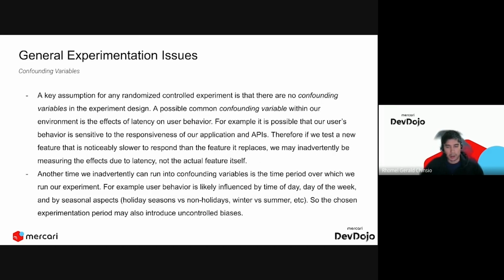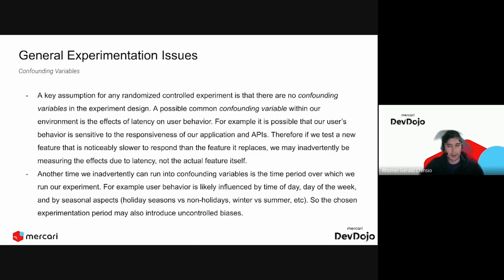Another common issue is confounding variables. This is maybe one of the hardest things to deal with in experimentation: how do you control for confounding variables? And Mercari is no different. In fact, in some ways it's worse because of a two-sided marketplace.